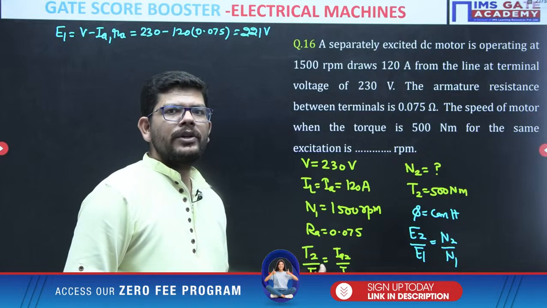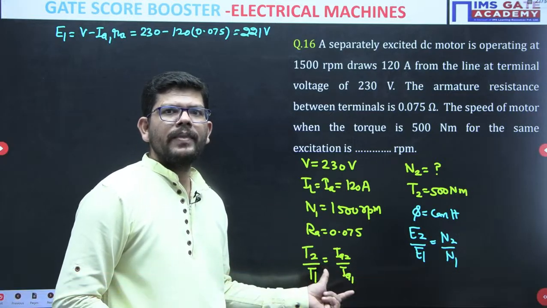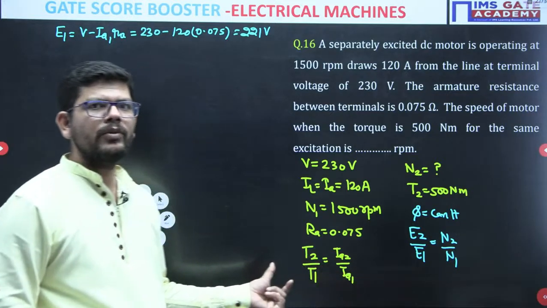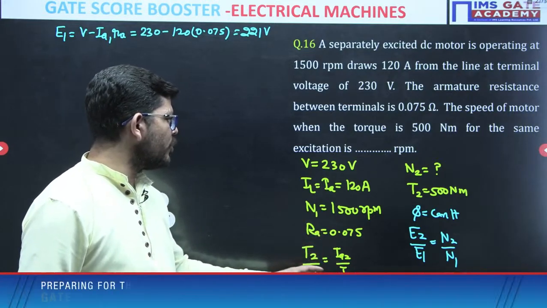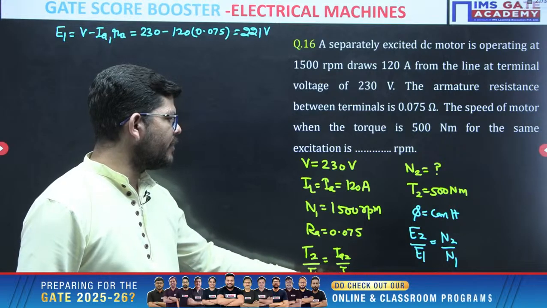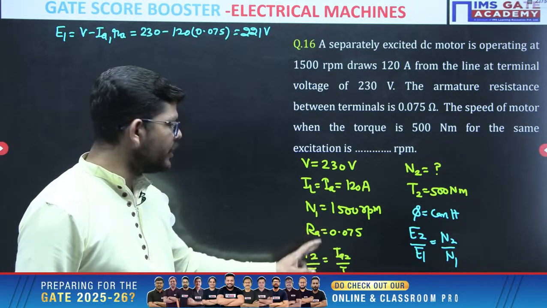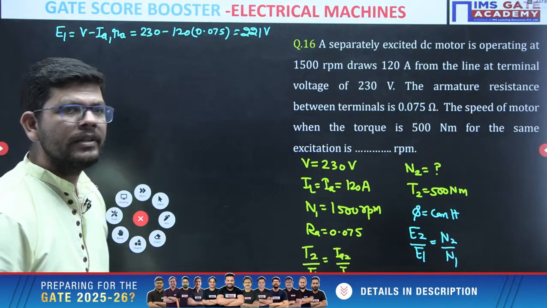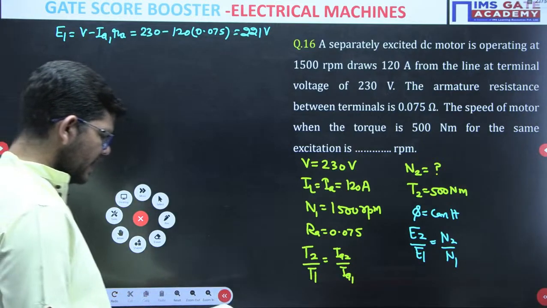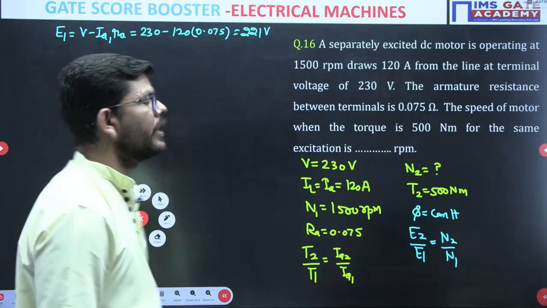T is proportional to phi into I. So phi is constant, T2 upon T1 will be IA2 upon IA1. IA1 we know, IA2 we can calculate, T2 is known, T1 is what we have to calculate. So do we have T1? How to calculate T1 is a big question.